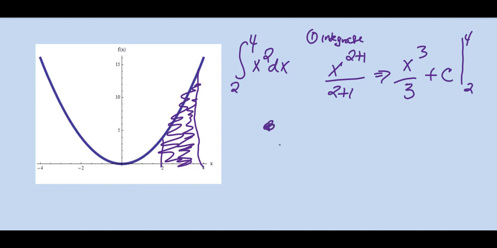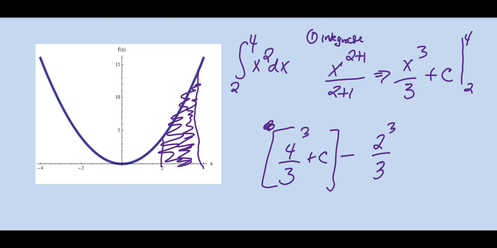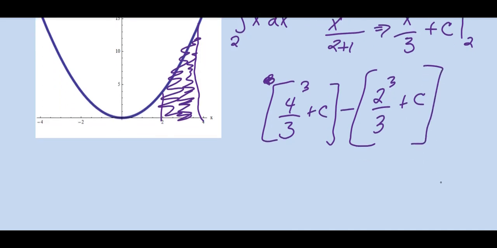So that means now we would take 4 cubed over 3, plus c, minus 2 cubed over 3 plus c. So 4 cubed over 3 will give me 64 over 3 plus c, minus 8 over 3 minus c. 2 cubed is 8.